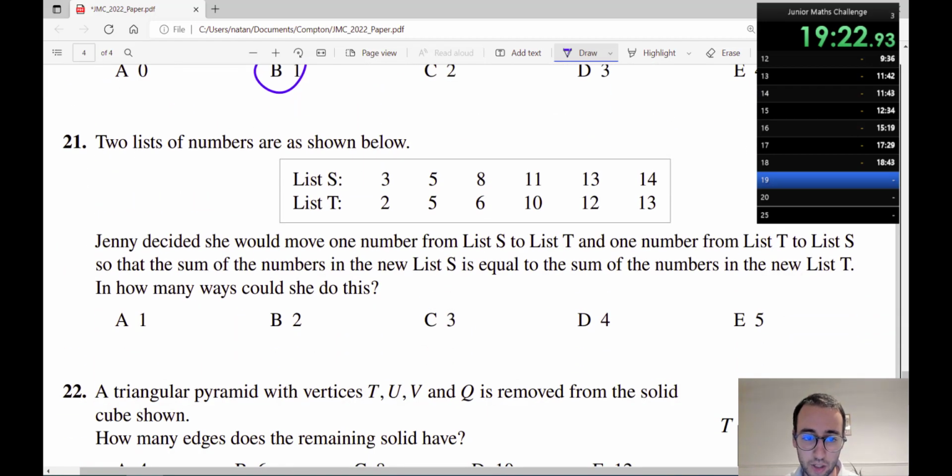Two lists of numbers are shown. Change sign should move one number from list S to list T and one number from list T to list S. The sum of the numbers in the new list is equal to the sum of the numbers in the new list. How many ways could you do it?